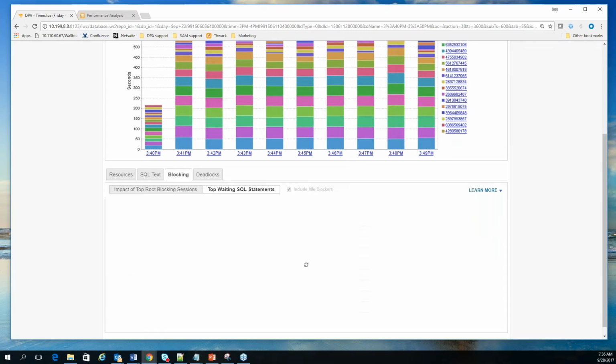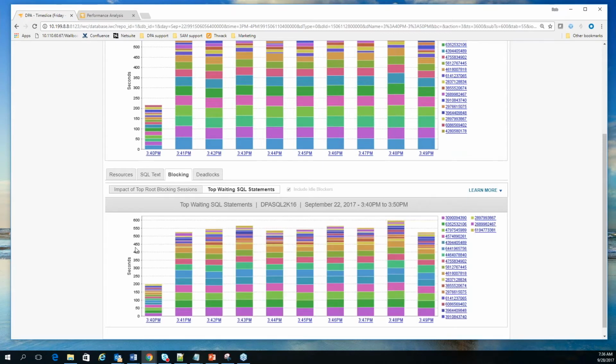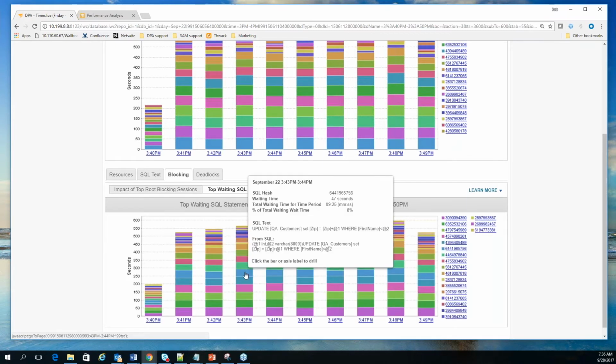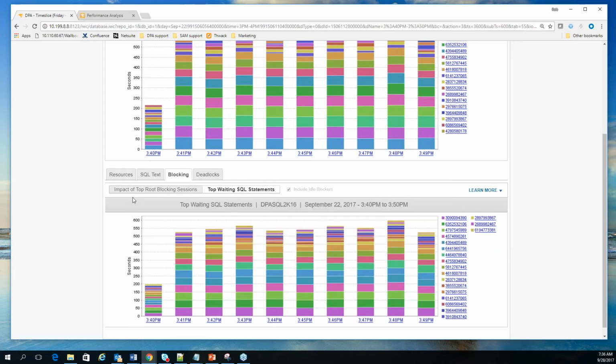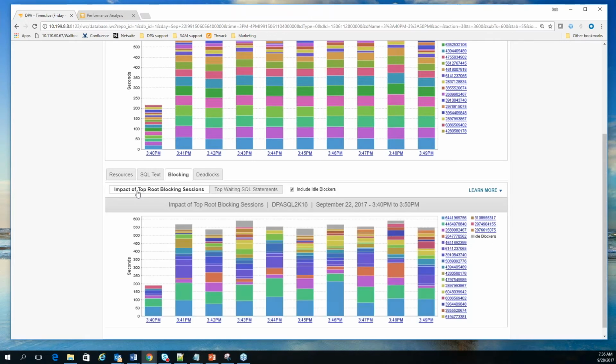If I look at the top waiting SQL statements, it's the other side of the coin here. These are the victims, right? These are the ones that are waiting on locks to be released by these other sessions, by these other SQL statements. So it really allows you to get a very complete picture of, number one, is locking and blocking an issue within my environment? And if it is, how much so? And historically, how much of a problem has this been?